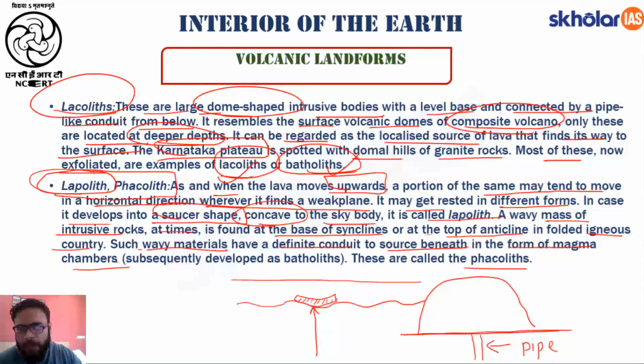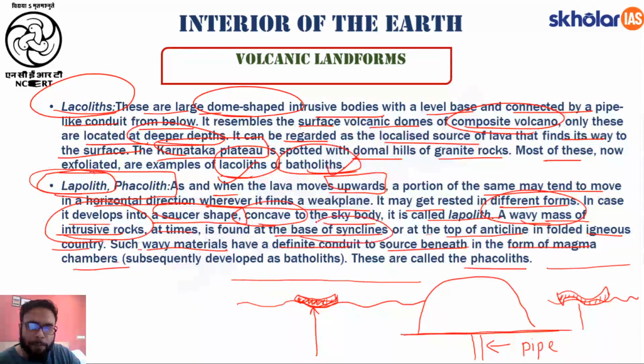Now see, laccolith, if I have to talk about it, it's of saucer shape, right? Now if I have to talk about phacolith, what are phacoliths? Phacoliths basically, as it encounters a weak plane, what will happen? Your material gets deposited in the form of this, like a wave. A wavy mass of intrusive rocks is found along the base of the syncline, meaning it is a structure of this kind.